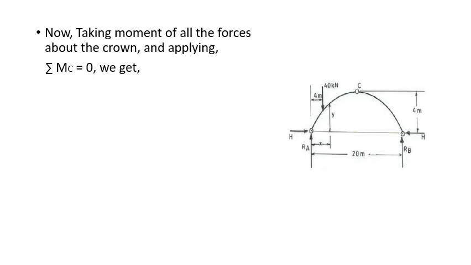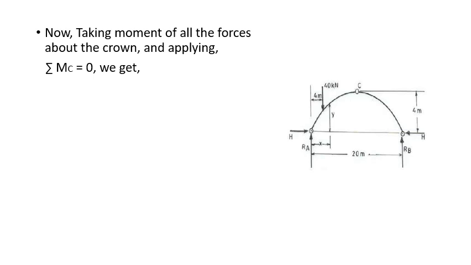Next, take the moment of all the forces about the crown. Here you need not apply sigma H is equal to 0 separately, as we know HA and HB are equal to H. So I am omitting that condition. Directly taking the moment about the point C, that is sigma MC is equal to 0. We get, what are the moments?